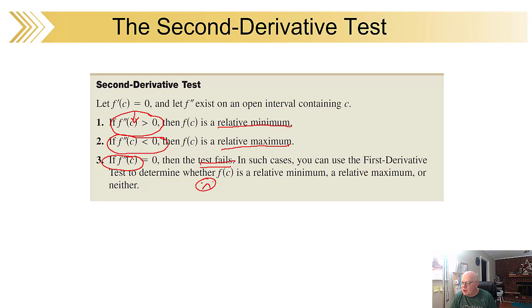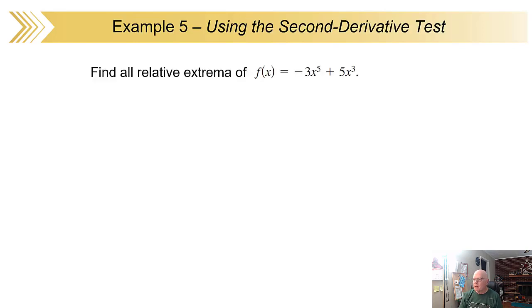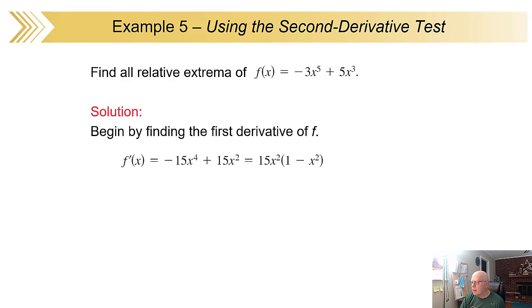So you won't have a relative maximum or a minimum, either one. Okay, let's see what we can do with this one. Notice it's a nice polynomial, so it won't be too hard to work with. So we'll find the first derivative. You could factor first if you want to.